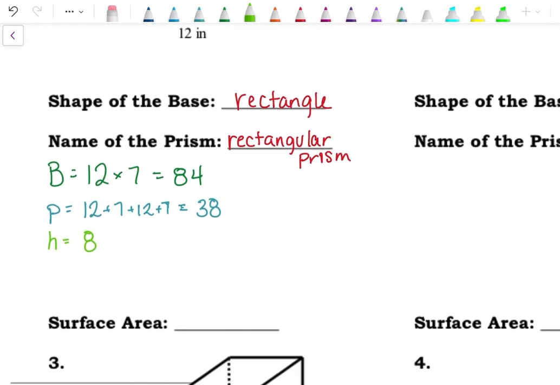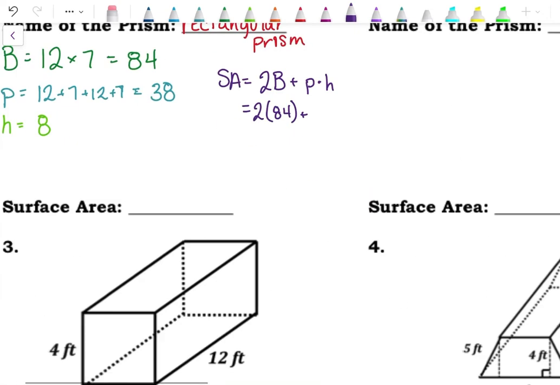So now let's use our surface area formula. Surface area is going to be equal to 2 times the area of the base plus the perimeter times the height. So that's going to be 2 times 84, which is the area of my bases, plus my perimeter, which is 38, times my height, which is 8. So let's simplify that a bit.